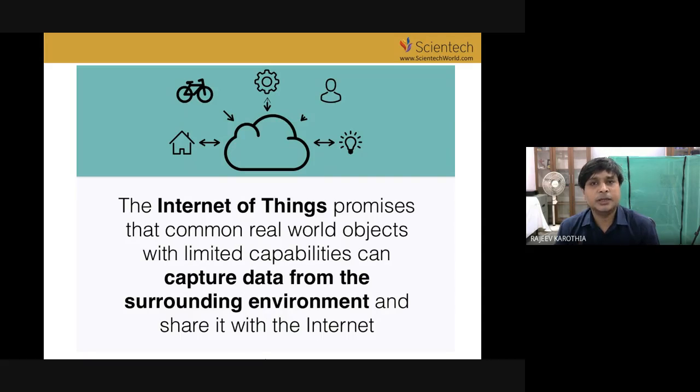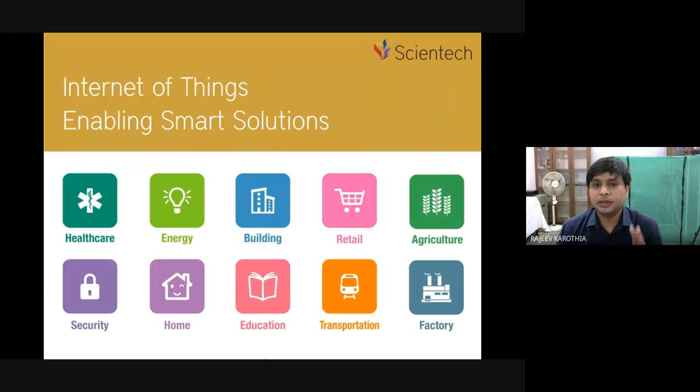With this, you can communicate your data to one location, which can be the cloud or a local server, with the help of the internet. So that is the basic definition of IoT. If you have a device with the capability of sensing and communication, then it becomes an IoT enabled device.